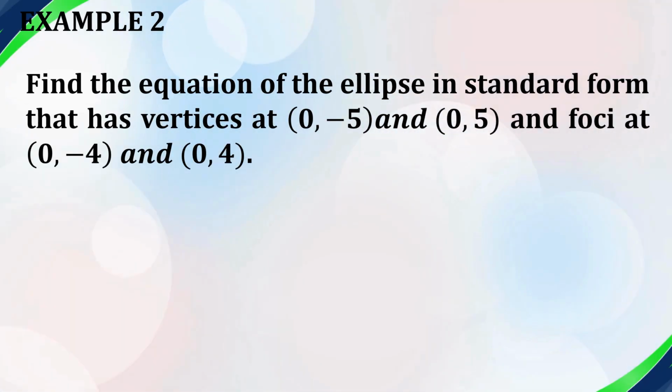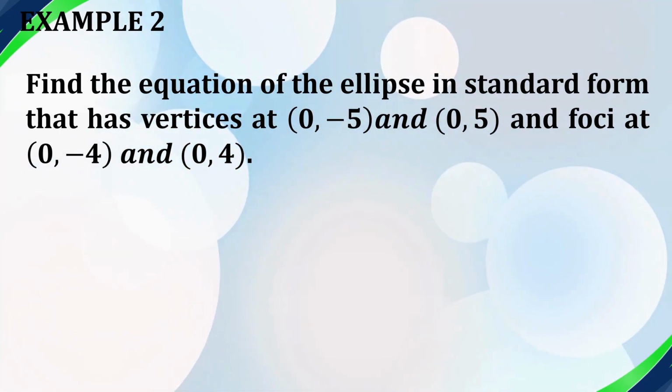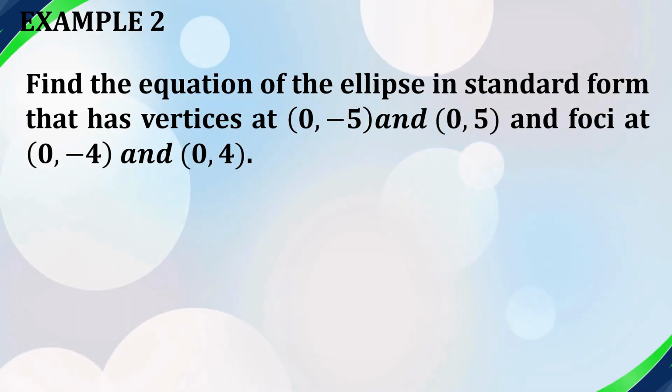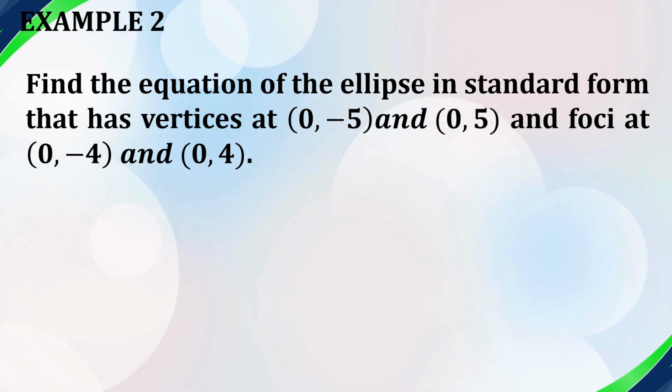For our second example, find the equation of the ellipse in standard form that has vertices at 0, negative 5 and 0, positive 5, and foci at 0, negative 4 and 0, positive 4.